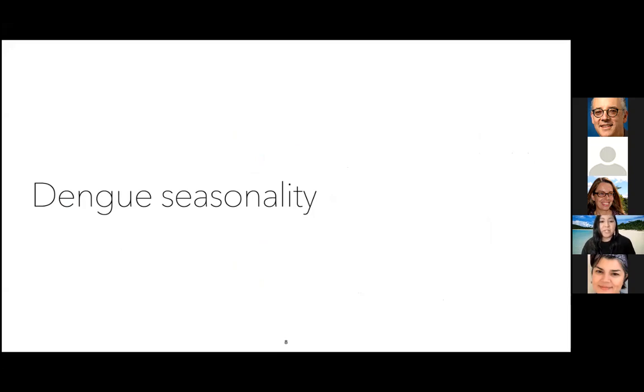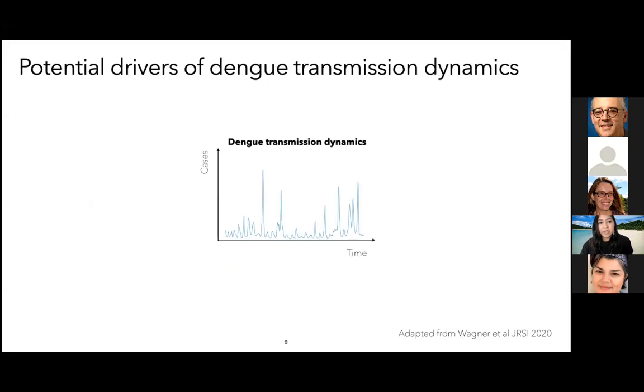So most of what I'm going to talk about in this first bit of my talk is on dengue seasonality. And in thinking about seasonality, it's important to talk about potential drivers contributing to dengue transmission dynamics. And so this figure here is just showing the time series of dengue from Puerto Rico. And you can see that there are kind of peaks that seem to happen from one year to the other, but also you have really large peaks showing kind of epidemics that tend to happen at least every 3 to 4 years.